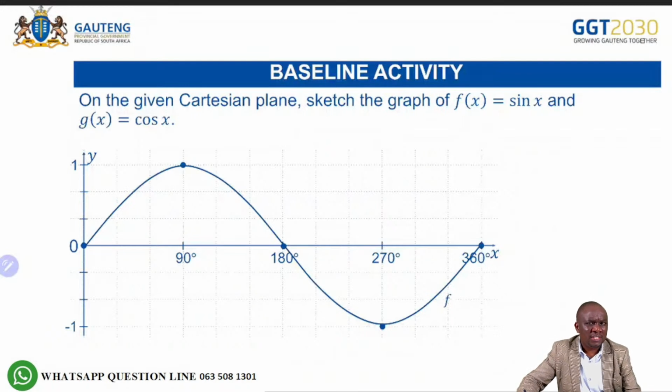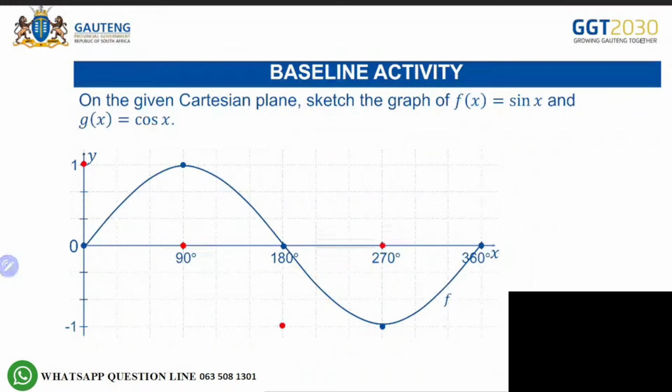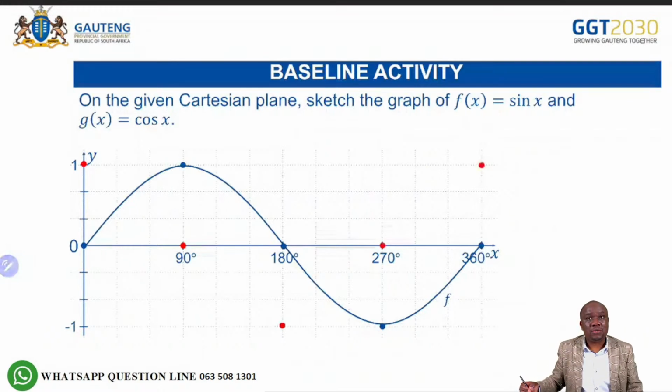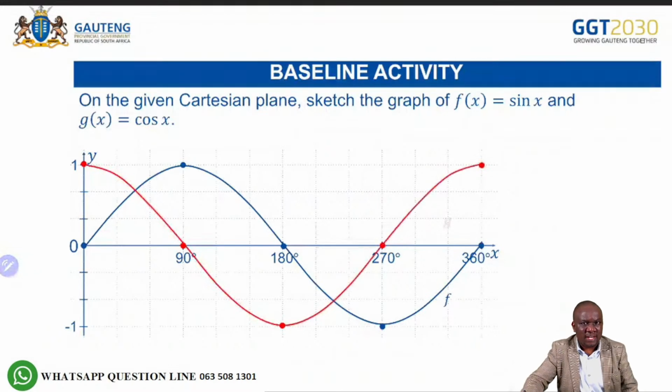What about the cosine graph? Where does it start? It starts at 1 because cos 0 is 1. We plot that. What about cos 90? Cos 90 is 0. Please don't forget that. These are the critical points that we need to know so that we can sketch our graphs. And then cos 180 is -1. Then cos 270 is 0. Then cos 360 is 1. And then we join these points. We have our cosine graph. You can look at these two graphs. What is the difference between a cosine graph and a sine graph?